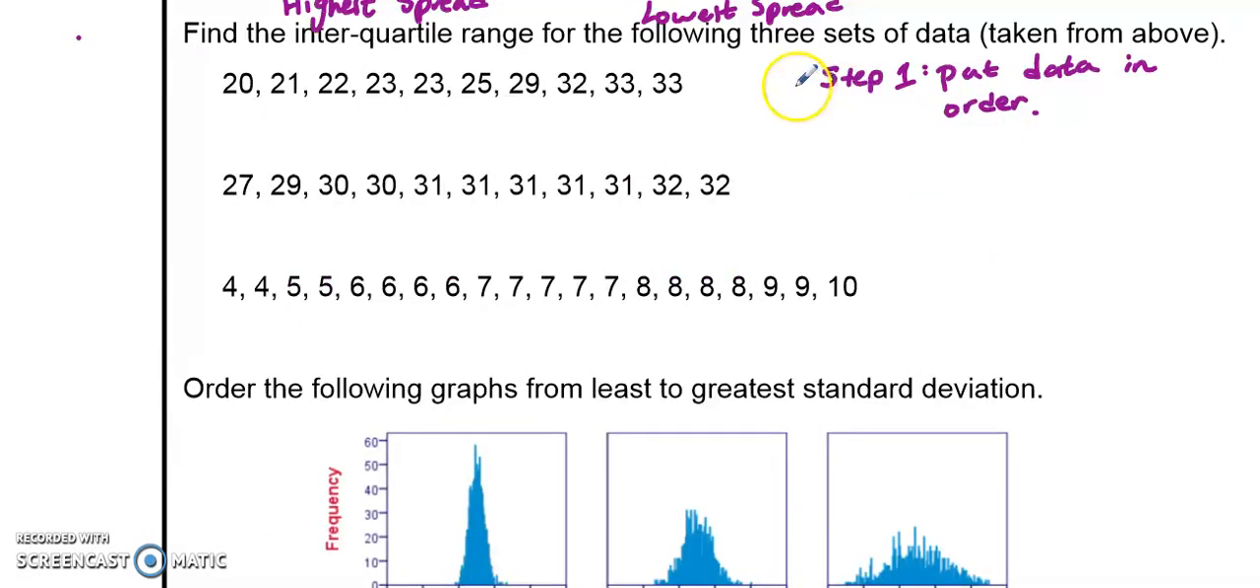So the first step you need to follow is put the data in order. If you notice, I've already done that for us. First example goes from 20 all the way up to 33. The second one is 27 all the way up to 32. And the last one is 4 all the way up to 10. All the data is in order.